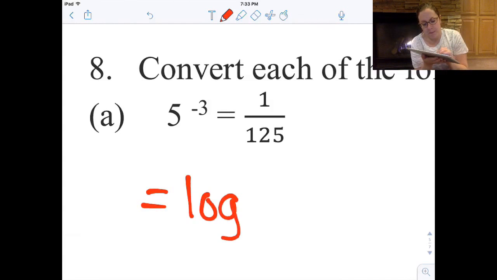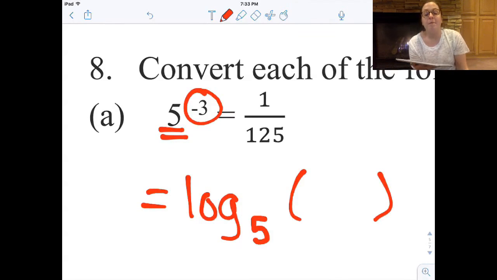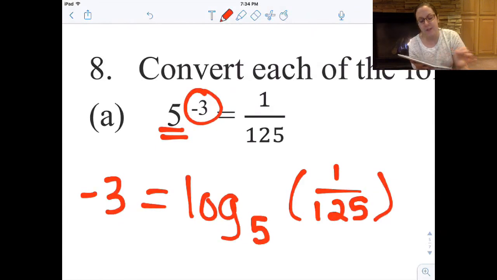Remember that logs are exponents, so this should always equal your exponent. And then this answer is what goes in there. That's your argument. Because remember, this is saying what power of 5 equals that. So it's literally saying 5 to the what is this. And so your answer should always be that -3. Again, different teachers use different tricks, but that's where I would start.